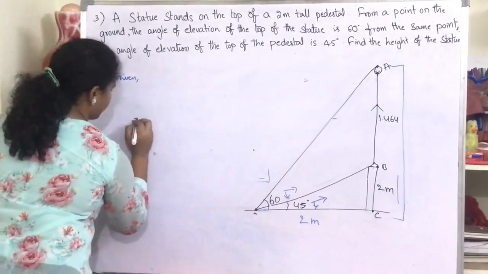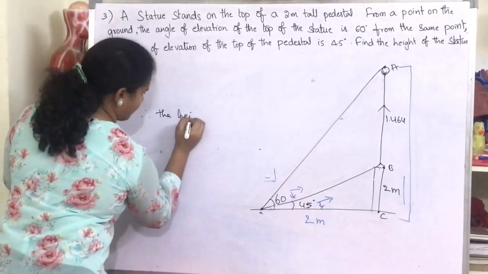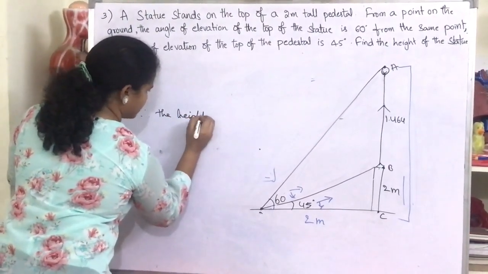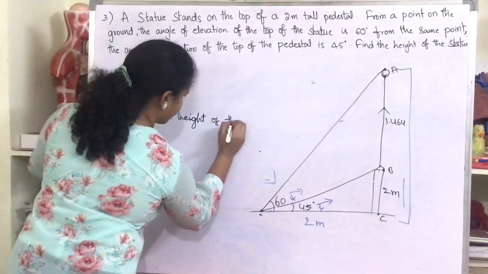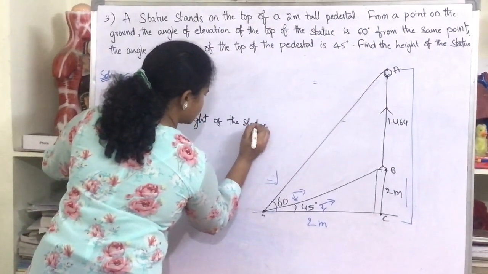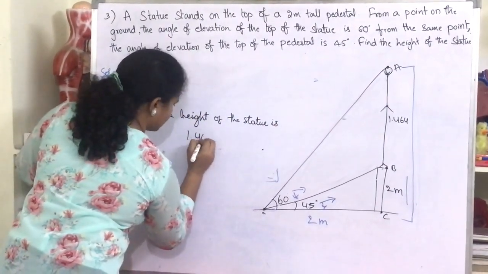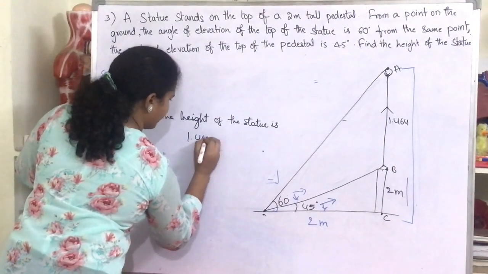Now let's conclude: therefore, the height of the statue is 1.464 meters.